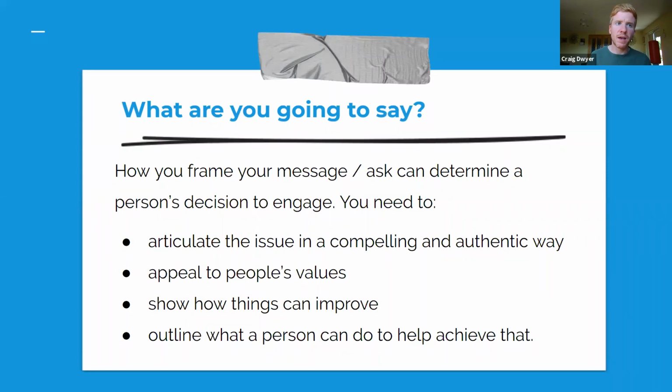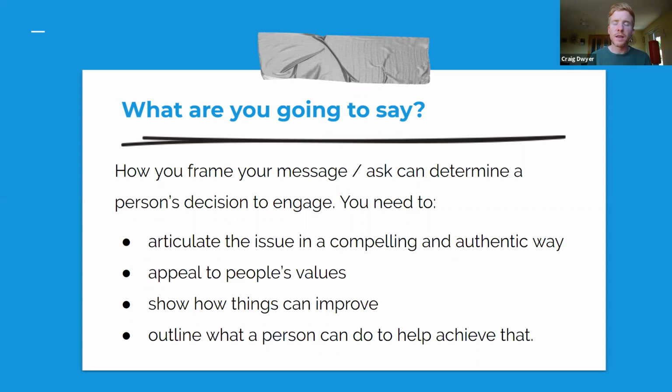So at the outset, this is the format that I try to work through when I'm designing content for social media, but also thinking through the messaging as well. First and foremost, you need to be able to articulate the issue in a compelling and authentic way, and in a way that appeals to people's values.